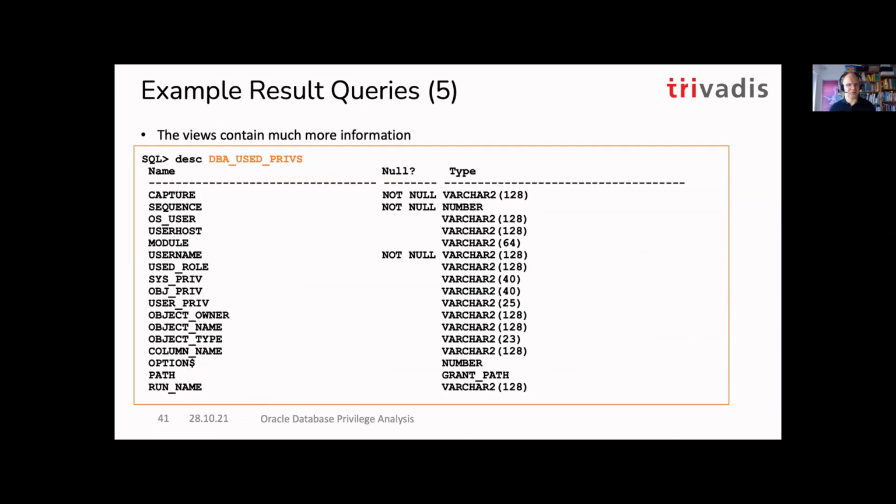So this is DBA used privs with all the columns you can see. We can even see where it comes from, so the OS user, user host. The sequence which is mentioned here looks like the sequence of actions when the privilege was needed. I observed that this is not always the case. It's roughly the sequence, but not in every case. And then we have the used role, system privilege, object privilege, and user privilege, and the object which has been used.